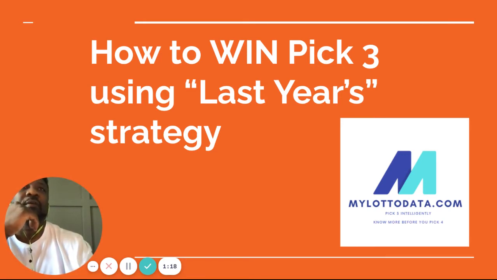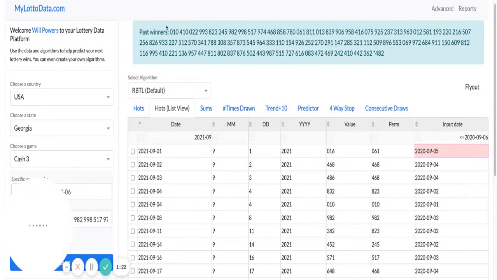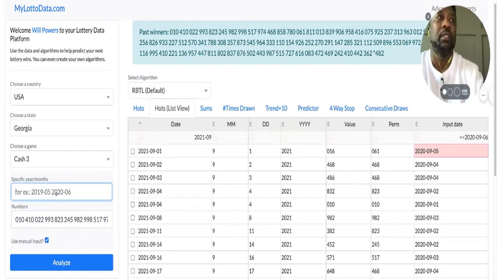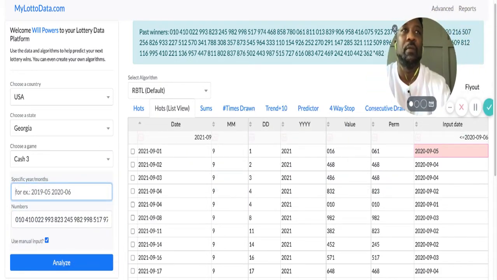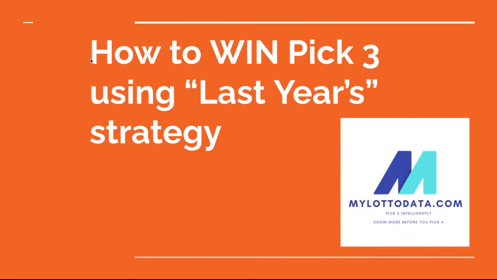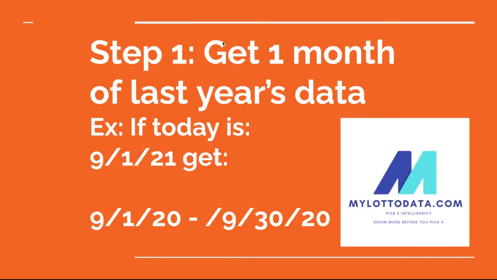I'm going to share this tab, and family, you're going to see it. We're going to be looking at Georgia Cash 3. And let's go back to the tab. So share this tab, how to win pick 3 using last year's strategy. Step 1, get 1 month of last year's data. You guys see that? Get 1 month of last year's data.